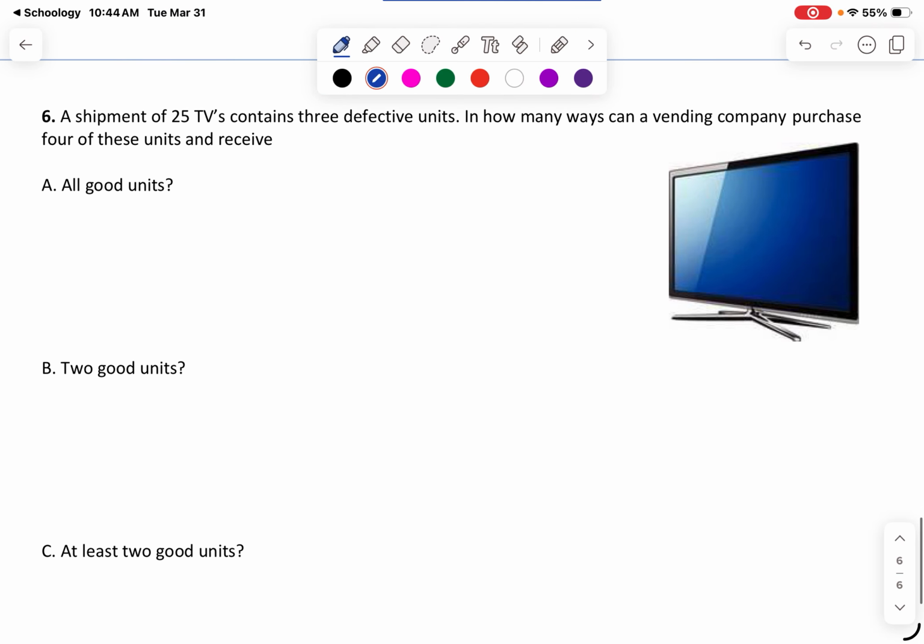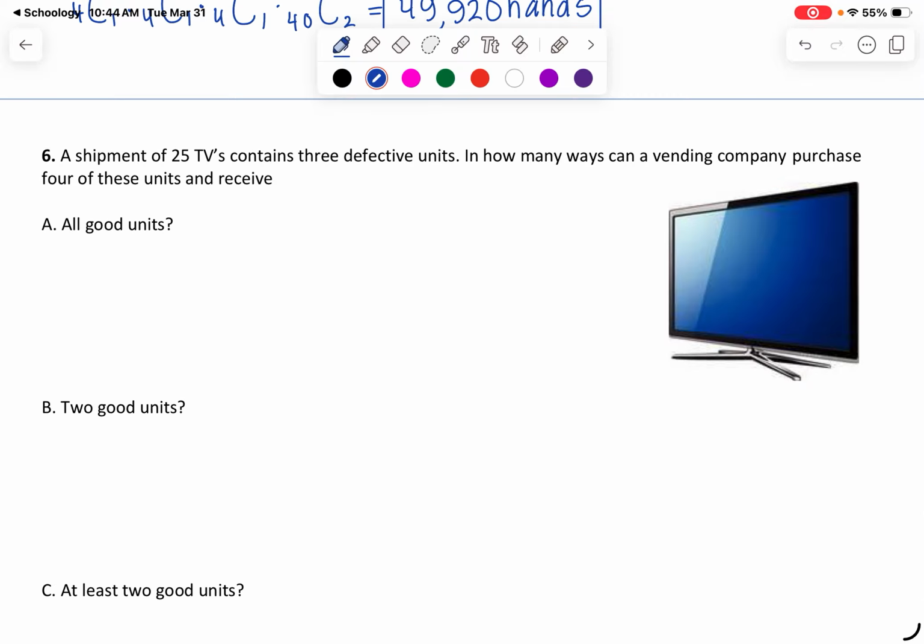All right, now let's move away from cards and talk about TVs. It says a shipment of 25 TVs contains 3 defective TVs. So let's think about this. There's 22 good TVs and 3 bad TVs. I'm writing that down so that I don't forget, because the 3 is typed in words, not like the number 3, and I tend to move past that and forget that I was given it. And how many ways can a vending company purchase 4 of these units and receive all good units?